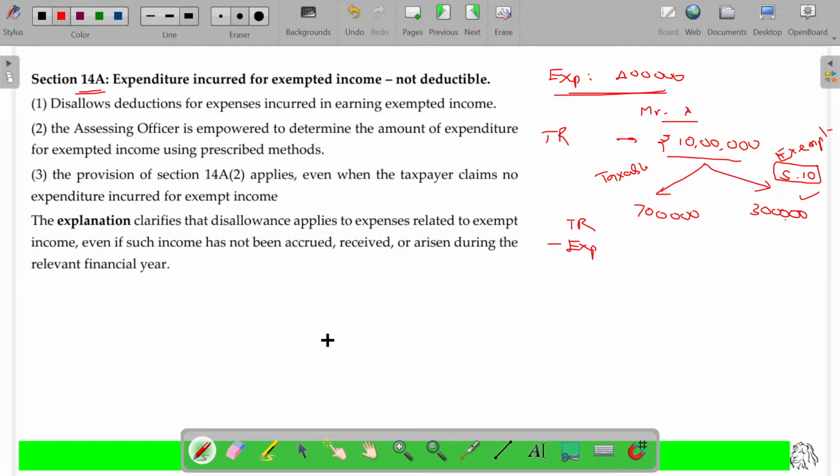Understand that. Out of 10 lakhs, this 3 lakhs is not taxable. You have to pay the tax only on the 7 lakhs. Is that clear?